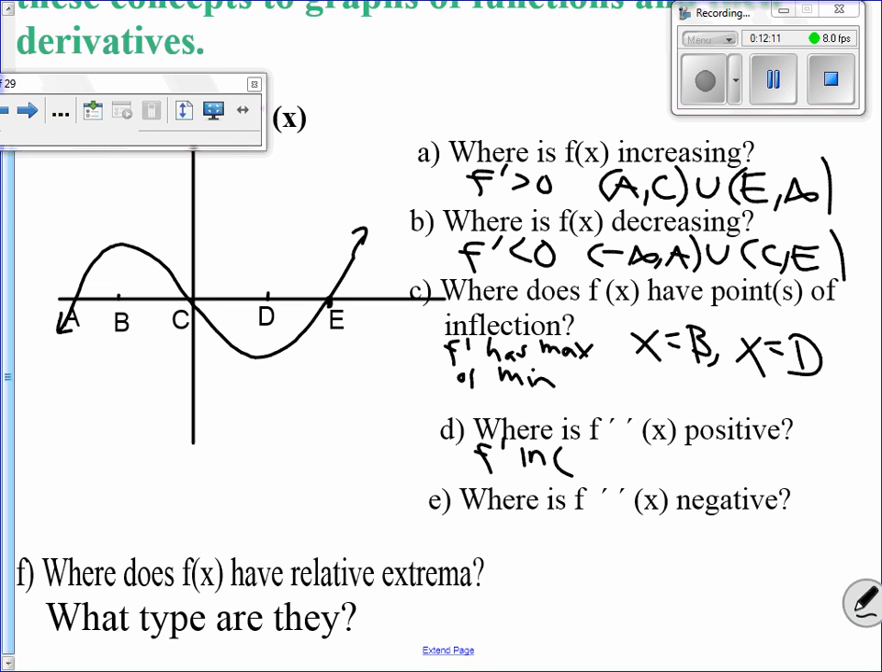Negative infinity to B. Okay, yeah, I agree with that. So negative infinity to B. Is that right, guys? D to infinity? Yeah? Oh, you say so.